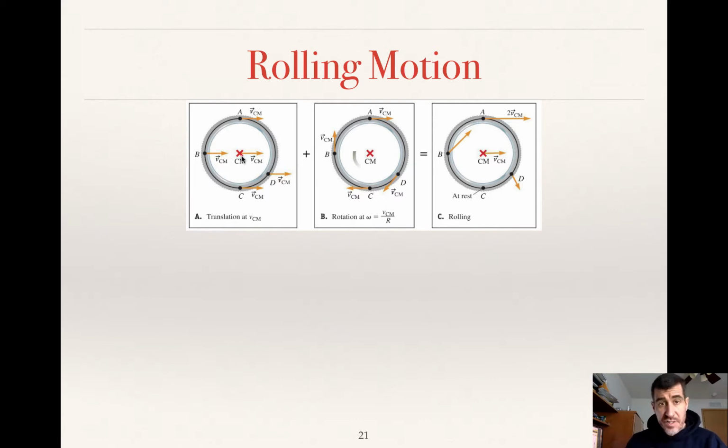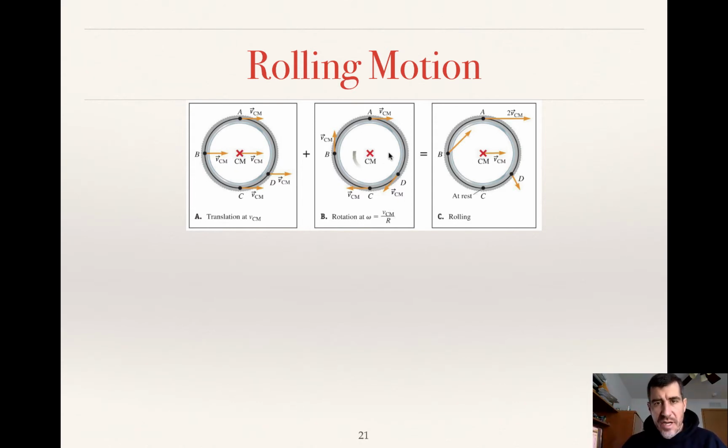So there's translational motion as the object rolls along, right? So it translates in space. So you could think about the speed or velocity of every point, and that's actually going to be the same if you imagine your tire just translating in space.